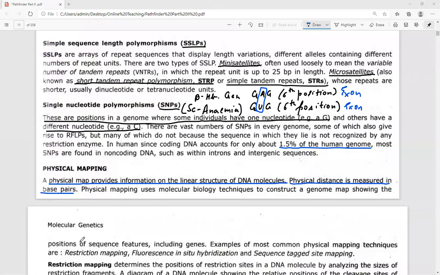Any doubt? Now, a physical map measures the distance between the DNA molecule in terms of base pair. It measures actual distance in between genes in terms of base pair.